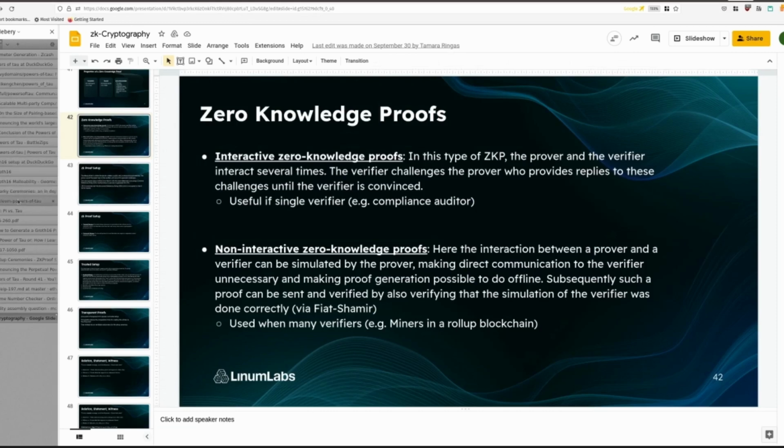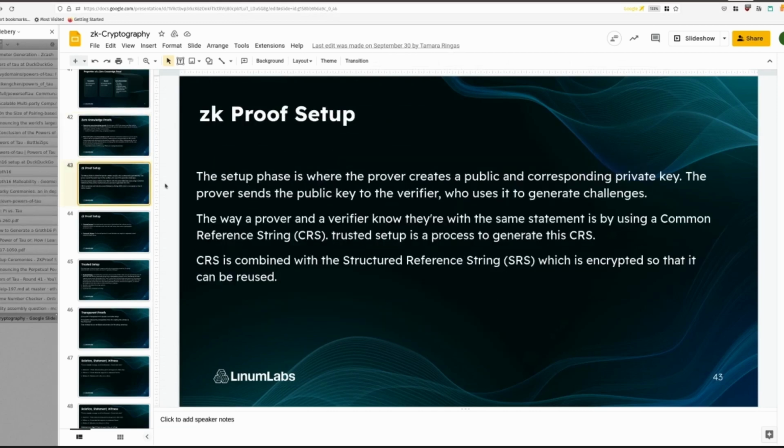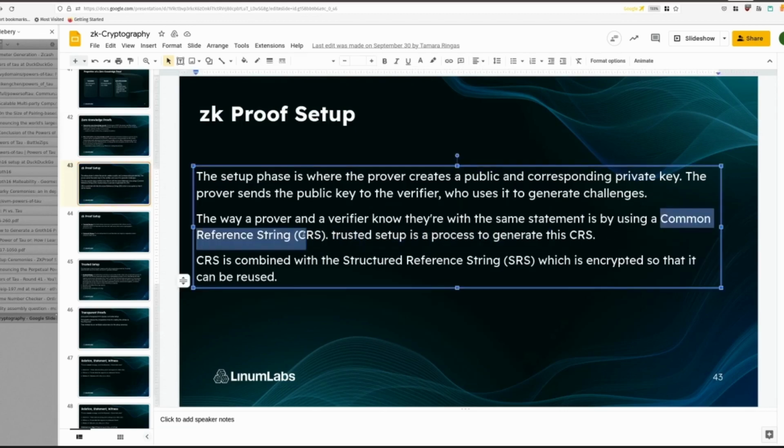Exactly. Sorry, would you mind going to the next slide? Sure thing. We mentioned something called a common reference string, and that's just a way for a prover and a verifier to know that they're looking at the same statement, and the statement is what we're proving. I just wanted to mention that.